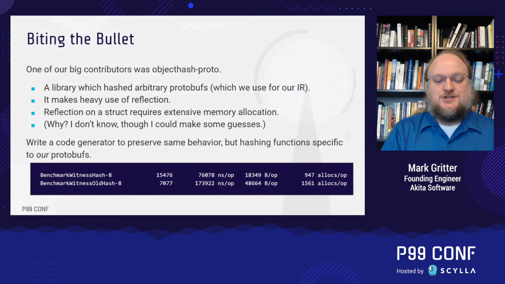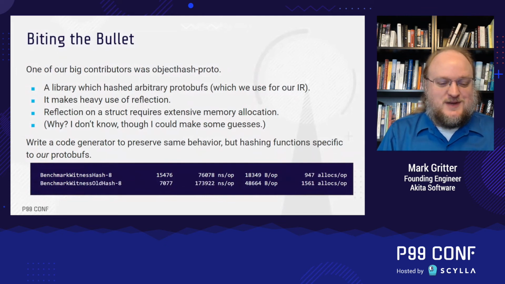So I wrote a code generator that followed the exact same sequence of operations that object hash proto did, preserving the hash value, but on the concrete protobuf types we were using. So one hash function was emitted by this code generator per protobuf type. And the result was very encouraging. You can see a micro benchmark here. We're about twice as fast, and we only use 38% of the previous memory allocation in terms of bytes. We're a little less good at improvement in terms of allocations.